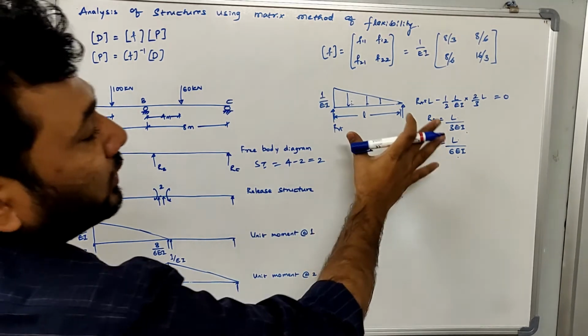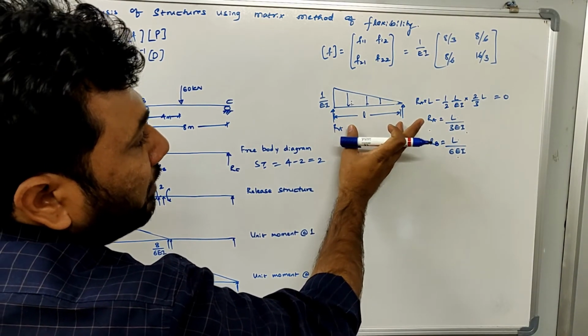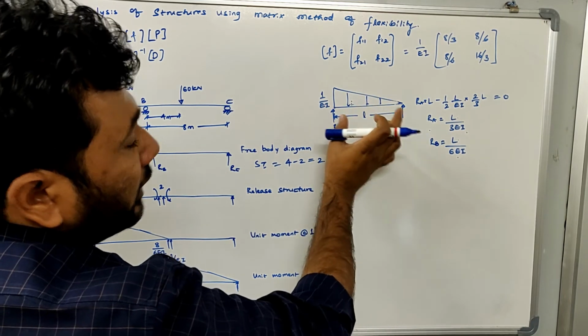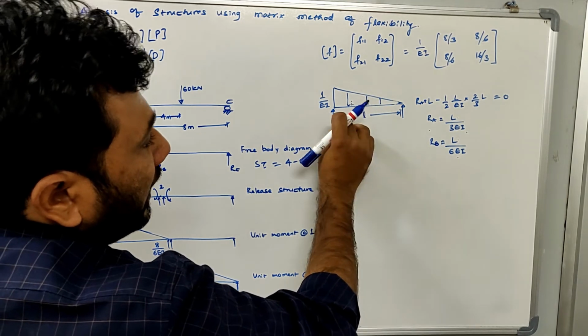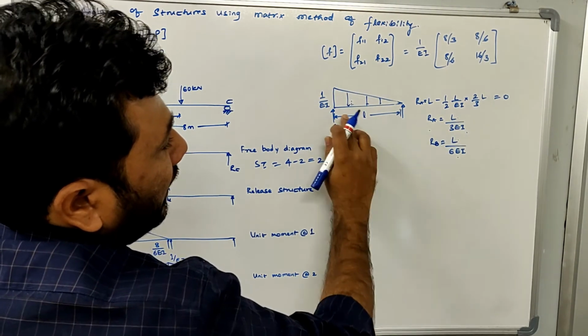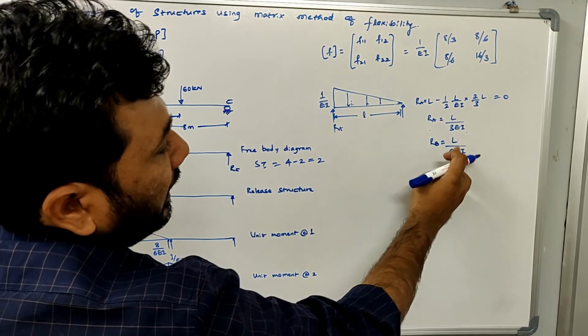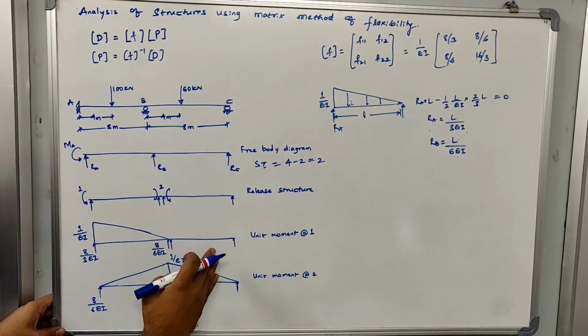Now I have solved this for some standard length of beam, using the conjugate beam method. If I apply unit rotation, unit moment at any given end, at the near end where the moment is being applied, the reaction there will be L divided by 3EI, and at the far end it will be L divided by 6EI. So you try to remember it so that we can easily simplify the flexibility matrix.